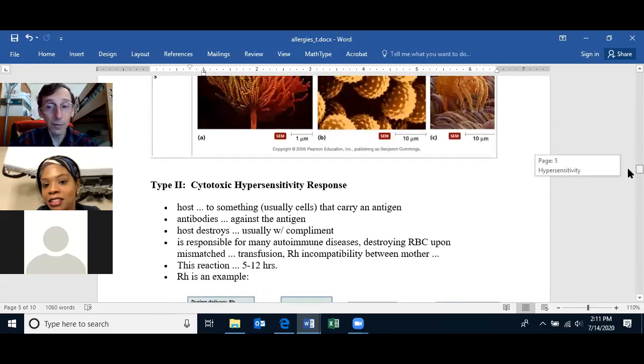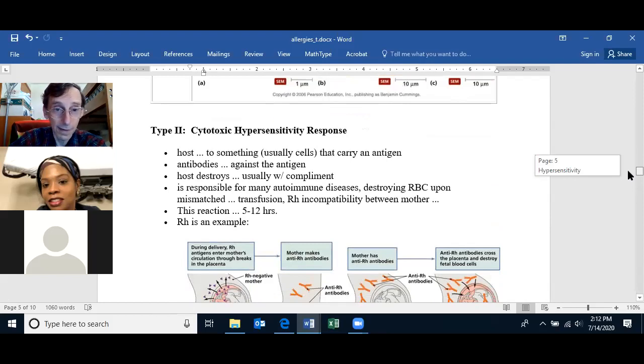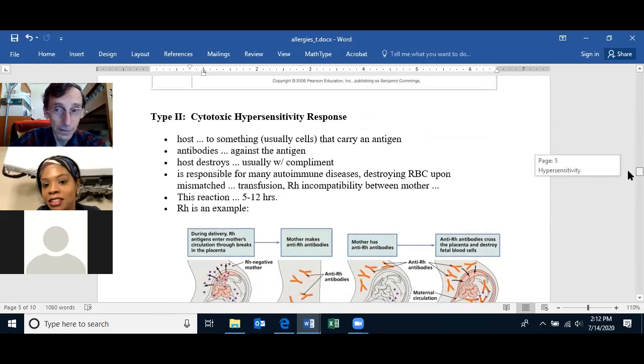All right, let's move on to type 2 cytotoxic hypersensitivity response. If it becomes too loud here, I will discontinue the lesson because it seems like they're starting to use the saw occasionally. A type 2 cytotoxic response is called cytotoxic because usually cells are involved and they carry an antigen, and then antibodies are produced against the antigen, which is usually on the cells. And then the host destroys the cells, usually with the complement protein.